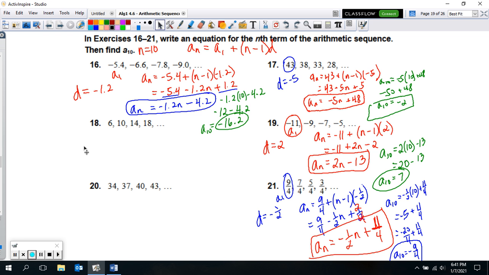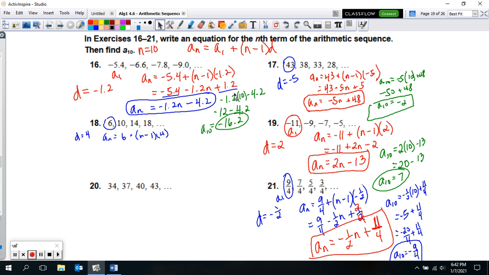Okay, so for number 18 next. Hopefully you've done number 18, you got that completed here. We can see the numbers are going up. Our first term is 6, and it's going up by 4. And so we have positive 4 for the common difference. As you plug them in, it's going to be a of n is equal to 6, first term, plus the n minus 1, times that common difference of 4.